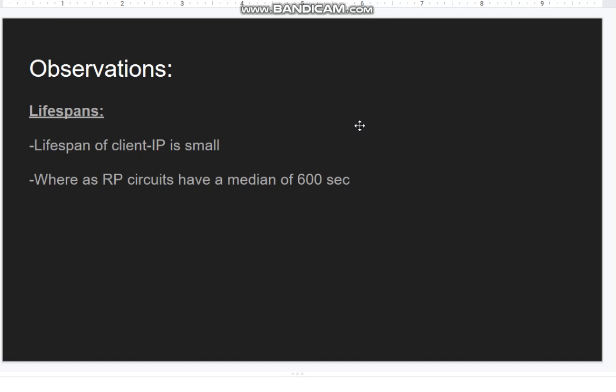Here we see the lifespans, as it is mentioned here that the lifespans of all the circuits are not the same. The client IP does not remain active for a long time, and it only remains active till it performs its communication function between the client and the hidden services, and so it deactivates very quickly. Whereas the client RP and HSRP have a medium of 600 seconds, and they can remain alive afterwards.